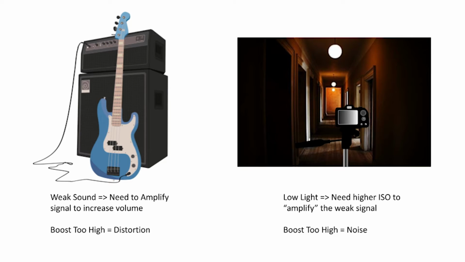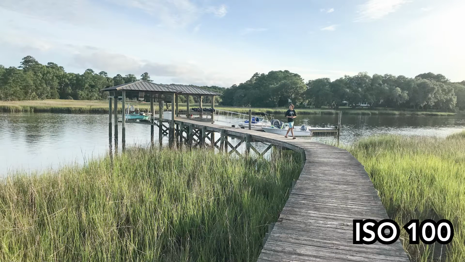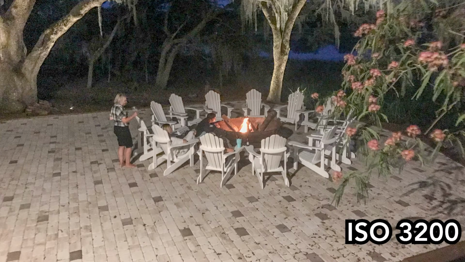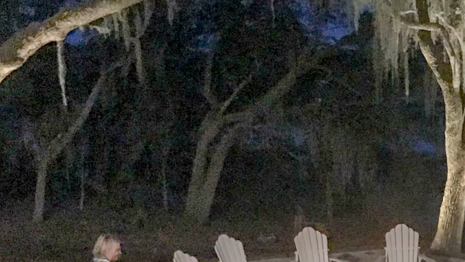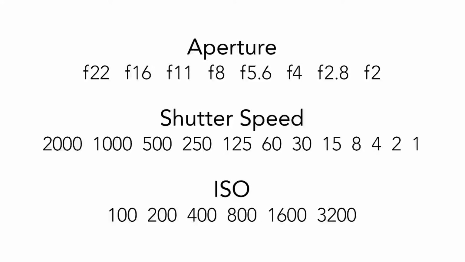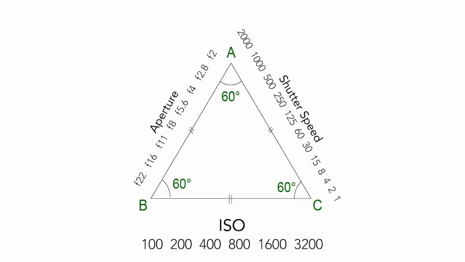ISO, videographers call this the gain. This is your camera's sensitivity to the light in the first place. Low ISO for when there's plenty of light, and higher when there's not much light to work with. But be careful, because when you increase your ISO, you get noise. Three variables, three sides. Triangle.